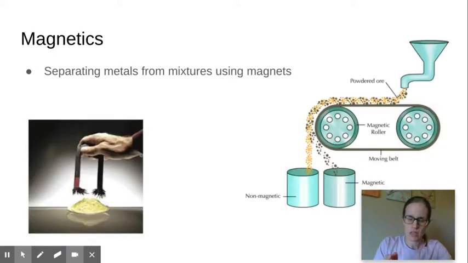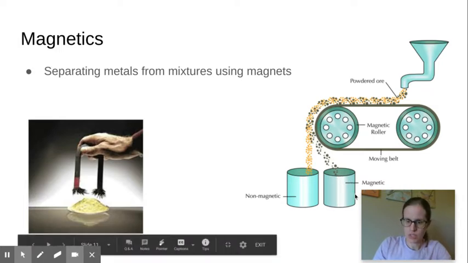If you've got a mixture of something that's magnetic and something that's not magnetic, then you could use a magnet to separate it out. If you are mining and you've got lots of dirt in here that's not magnetic, and then you've got some iron ore in here, you could use a magnetic roller here to make the magnetic ore that you've collected go into a different container than the non-magnetic.